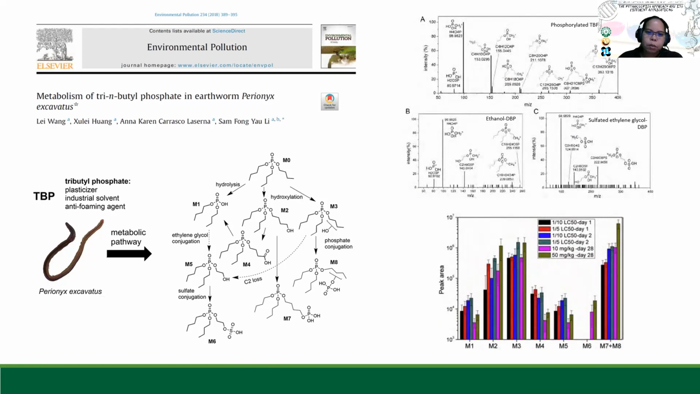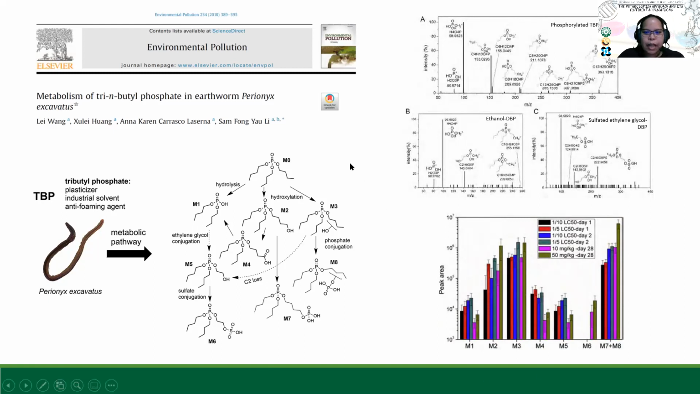Perionyx excavatus is a common earthworm that is found in Asia, in tropical regions like Singapore. And we used untargeted LCMS metabolomics, again, making use of the high resolution QTOF LCMS for purposes of getting high mass accuracy m/z values, as well as tandem MS information for purposes of later on identifying the different metabolites of this xenobiotic, the TBP.